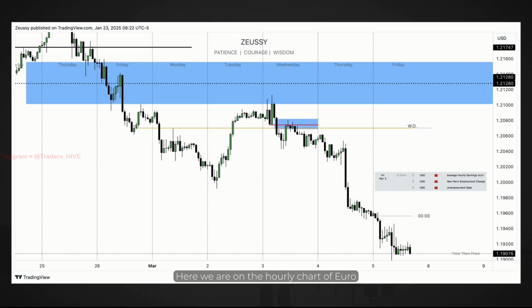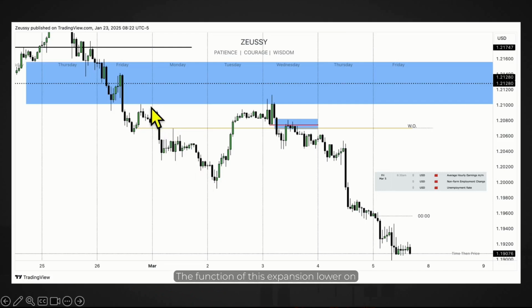Here on the hourly chart of Euro. And what I want you to see is the following. What I want you to see is that this candle's high is the low of that daily CB. Notice that the market consolidated right here, and we then saw it expand lower on Monday.